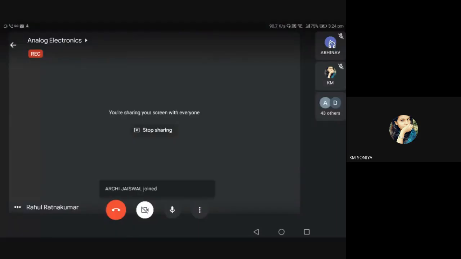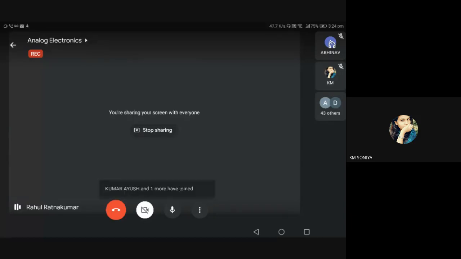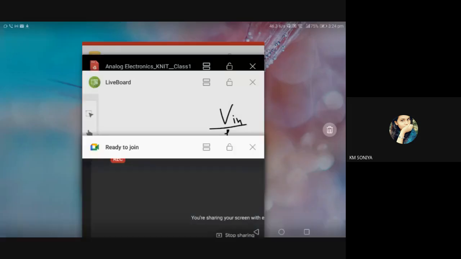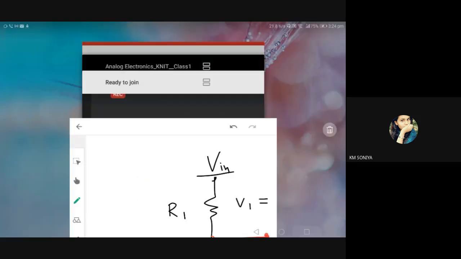Yes, if you are facing some problem, you just type in the chat, or you can just unmute and tell me. Yeah, these are basics. I'm just refreshing your basics. So I'm asking what is the voltage at this point if I'm disconnecting R2. I'm disconnecting R2 completely. Yeah, let's see the chat.